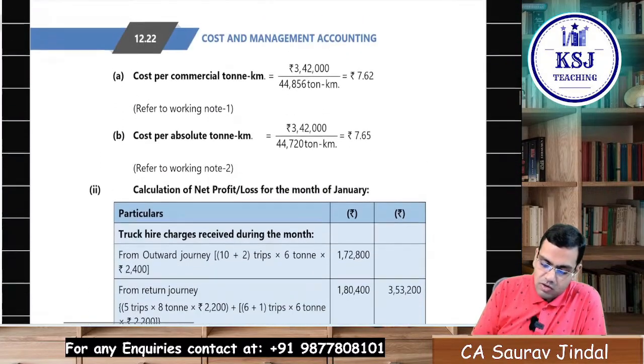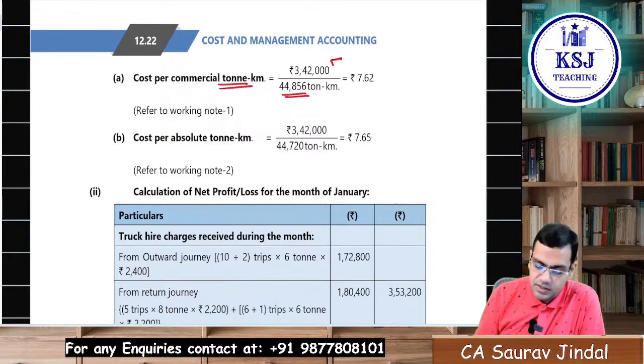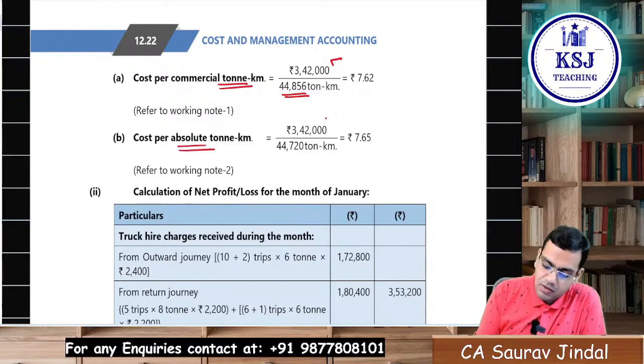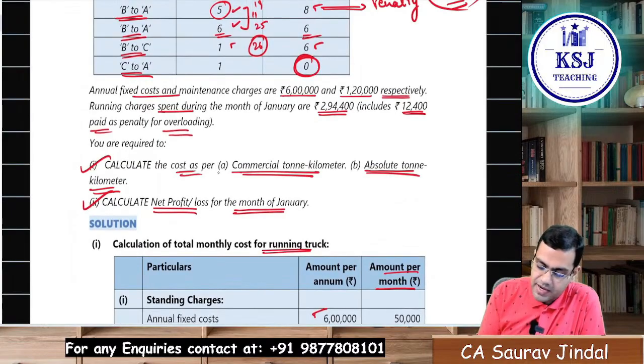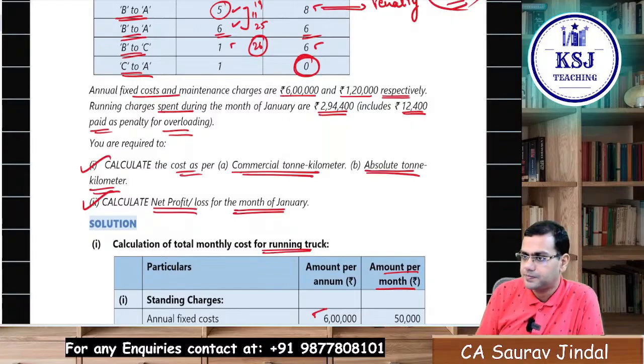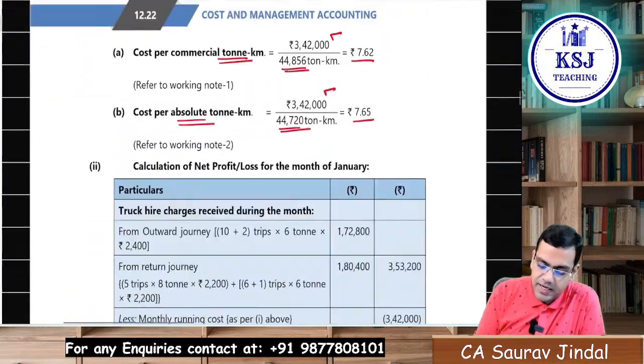Now cost per commercial ton kilometer is the monthly cost divided by commercial ton kilometers. Absolute ton kilometer cost is divided by absolute ton kilometers. This is the cost that you will get, sir, right? Calculate the cost as per commercial ton kilometer and absolute ton kilometer. Clear? Second part, net profit and loss.